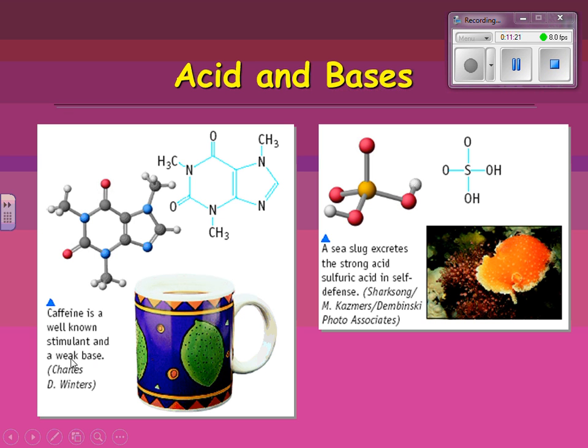Caffeine is a well-known stimulant, and it's a weak base. And a sea slug excretes a strong acid. Sorry, I didn't take that picture out there, but that should have been up for the acids. But anyway, for those of you that are getting into the coffee world, you're actually drinking a little bit of a base.